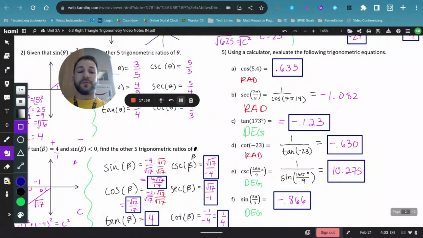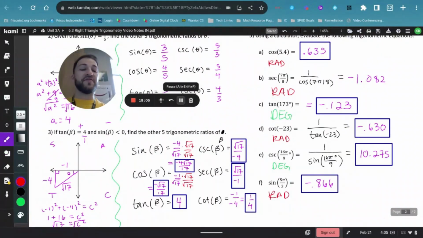Sorry, did I say degrees? This should definitely be in radians. All right, so fix it up. Right answer, negative 0.866, but wrong mode. It should have been in radians mode, which I did use radians. I just wrote the wrong one on the paper. But hopefully this makes sense.